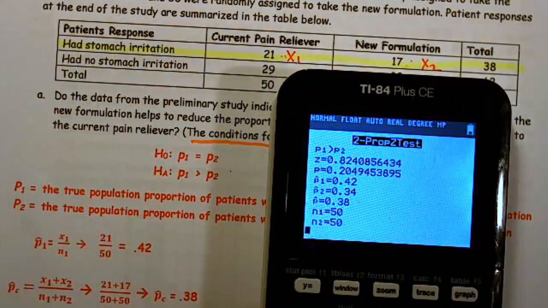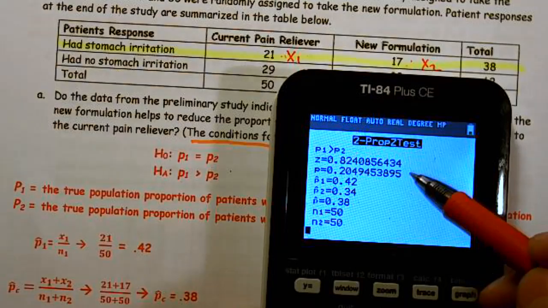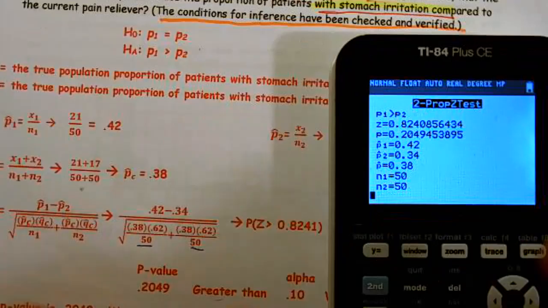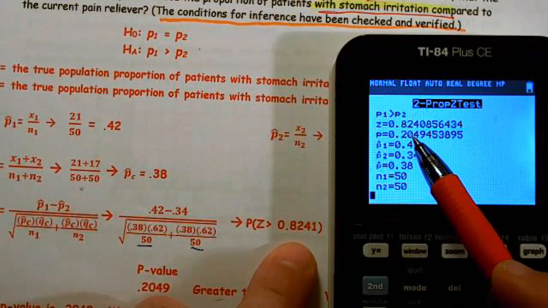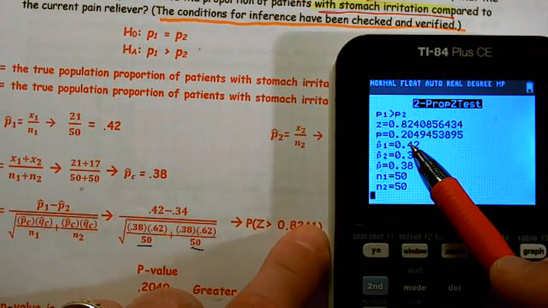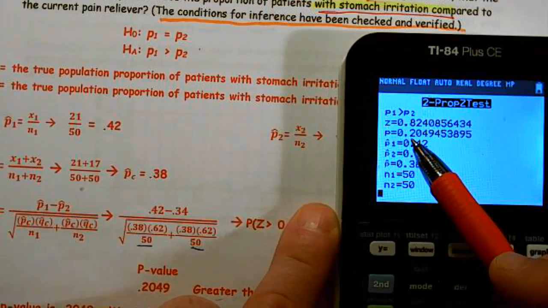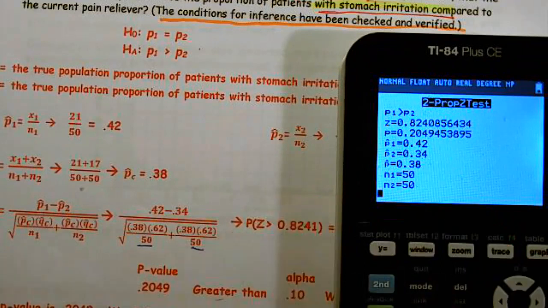And we get a bunch of values. Now we need to be very, very careful with this. This is our Z statistic. The very first one is our Z statistic. And that's what we recorded right here, 0.8241. This next thing, the next value, is not a P hat. That is our actual P value. All right, 0.2049. And notice on my calculator, it doesn't have a hat, so that helps.